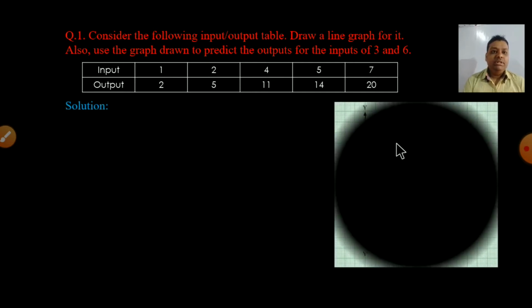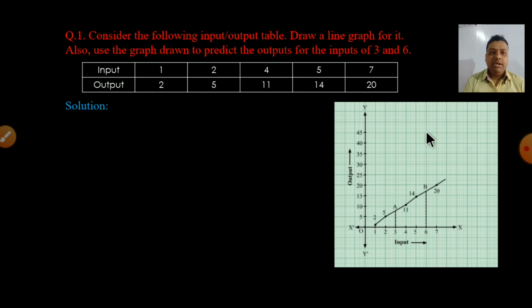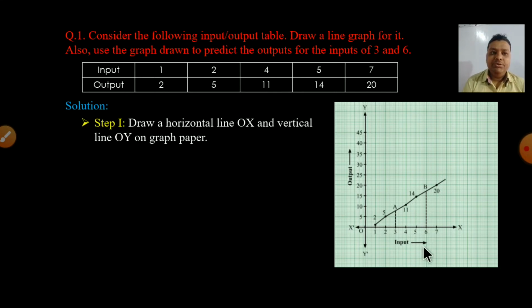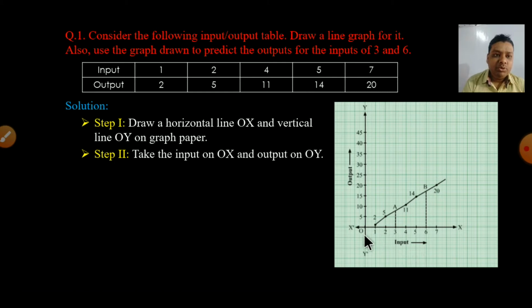At first you can see this graph. I have drawn it directly, but you can see the steps we have used. Step 1: draw a horizontal line OX and a vertical line OY. Step 2: take the input on OX, as we have taken here, and the output on OY.